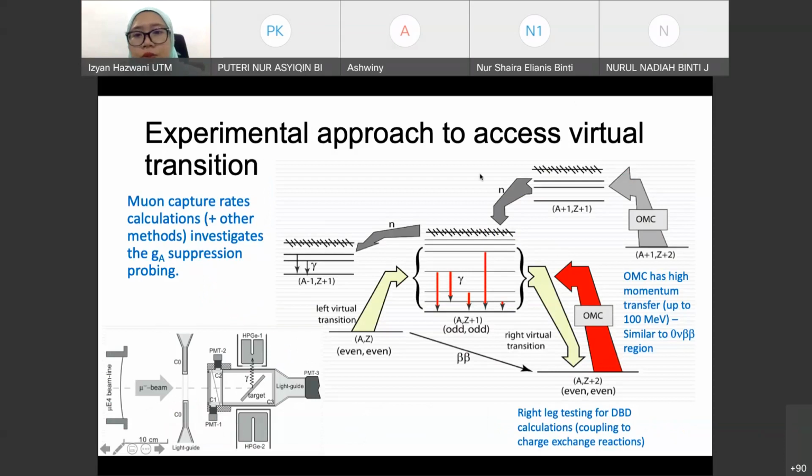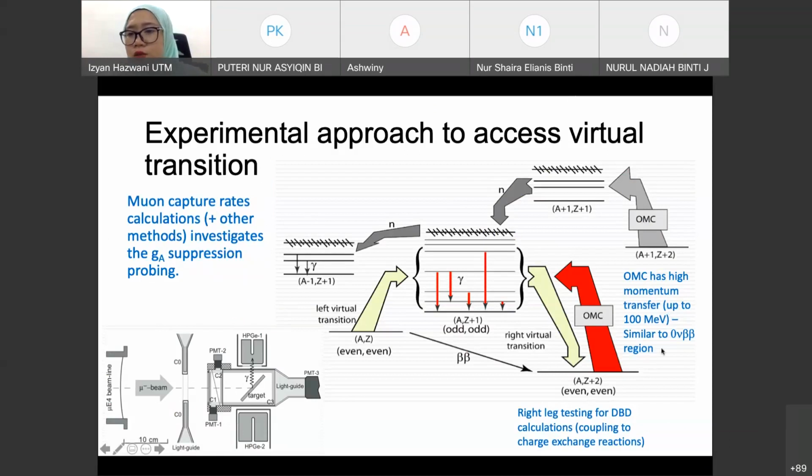Okay, so our experimental approach is first we measure the energy of the gamma rays and also the X-rays throughout time. Our experiment usually lasts for one month of measurement. So we look at the time distribution of the energy.